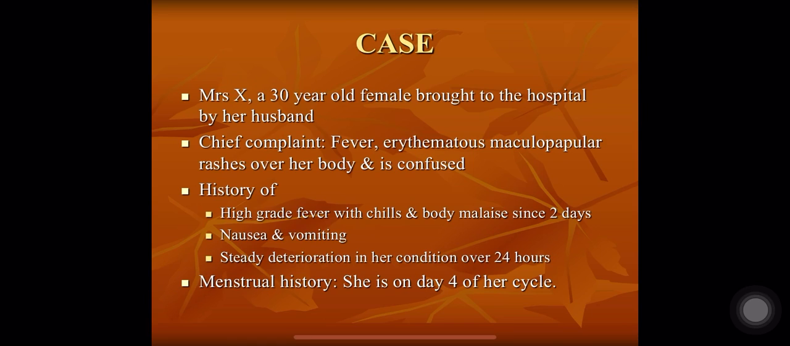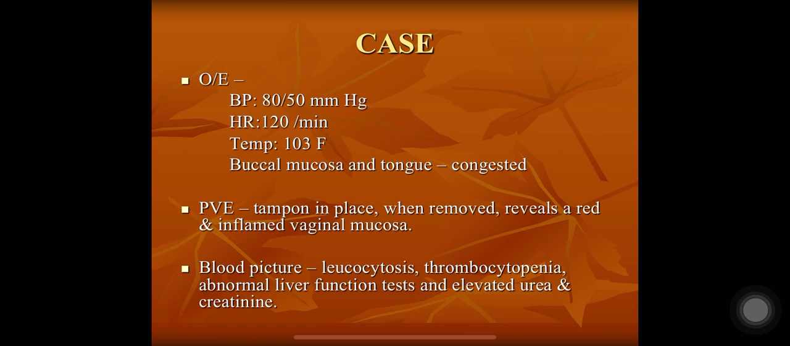This is a case study in which a 30-year-old female was brought to the hospital. She had fever, erythematous maculopapular rashes over her body, and she was confused. She had a history of high-grade fever, nausea, vomiting, and deterioration in her condition over the last 24 hours. On menstrual history, she is on day 4 of her cycle. The parameters have been shown. The buccal mucosa and tongue are congested. A tampon in place, when removed, reveals a red and inflamed vaginal mucosa.